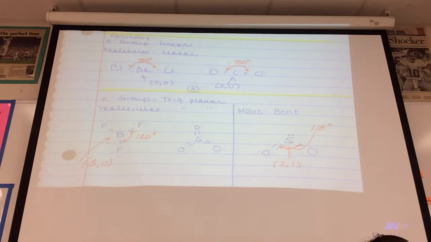Do we need to know the other way? Like, do we just need to know the degrees between the O's if it's bent like that? It's considered an O to S to O bond angle, and that bond angle will be 118. Do we need to know the other side? Make that 360. No, they're just going to ask for that angle.